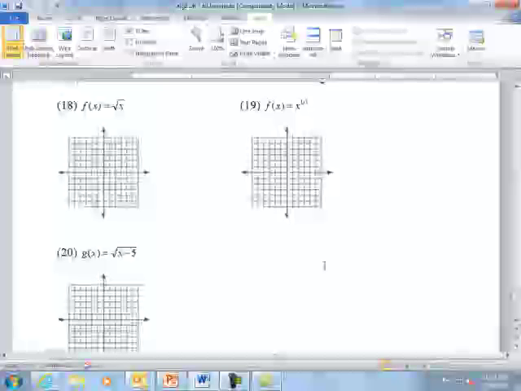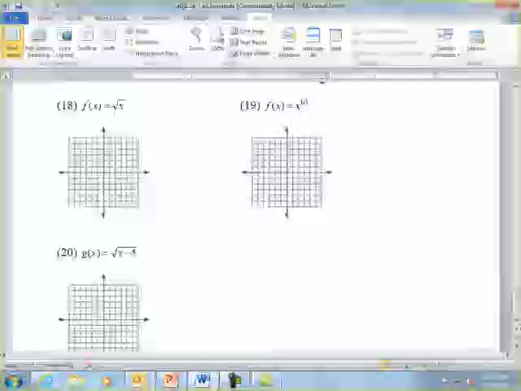Okay, the directions here said graph and state the domain and range. First thing we do when we're taking care of graphing is any shifting. Shifting looks like adding and subtracting. So do we have any shifting in number 18? No. So that means that our first point is right in the middle. Don't move side to side or up and down.